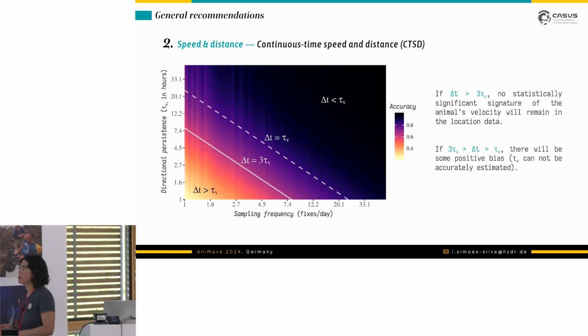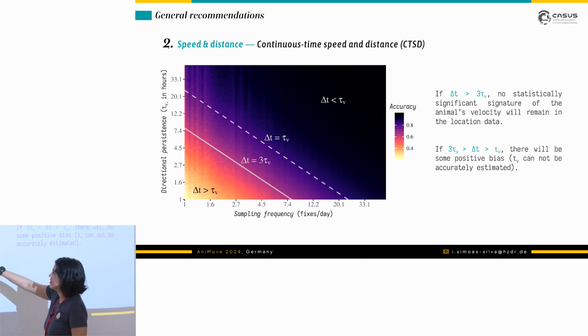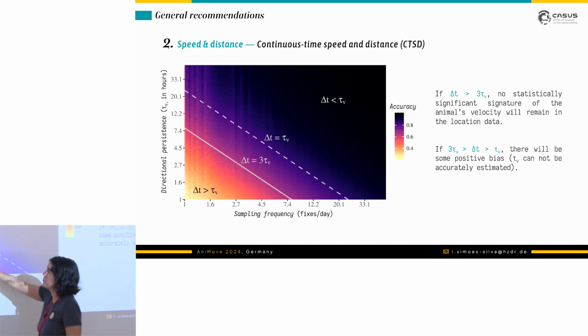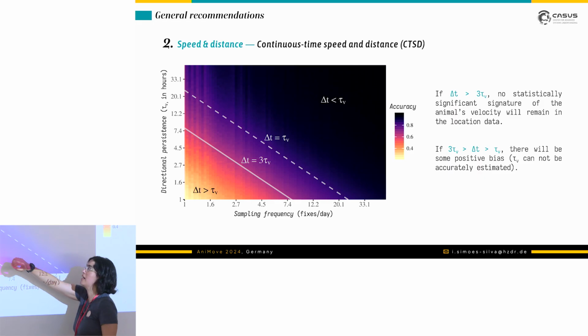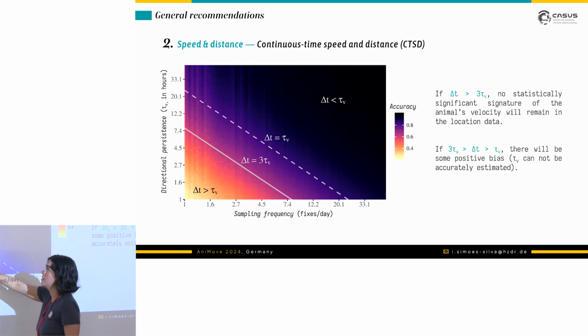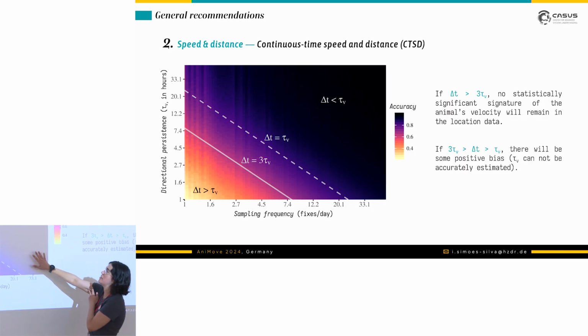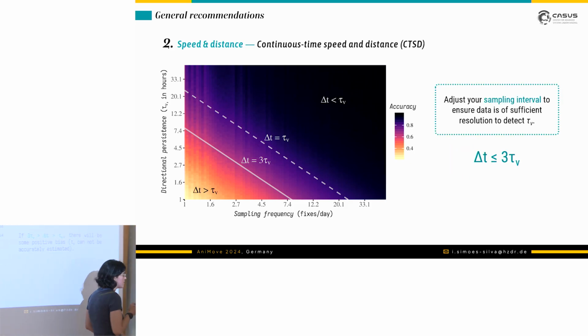And this is the same plot, but for the speed and distance, which is kind of how I got that around 3 times, right? The sampling frequency versus the directional persistence, the tau v. So essentially, you have to make sure that you are on this side of the plot, right? Your sampling interval is lower than your directional persistence, so you can get a decent estimate of speed and distance.